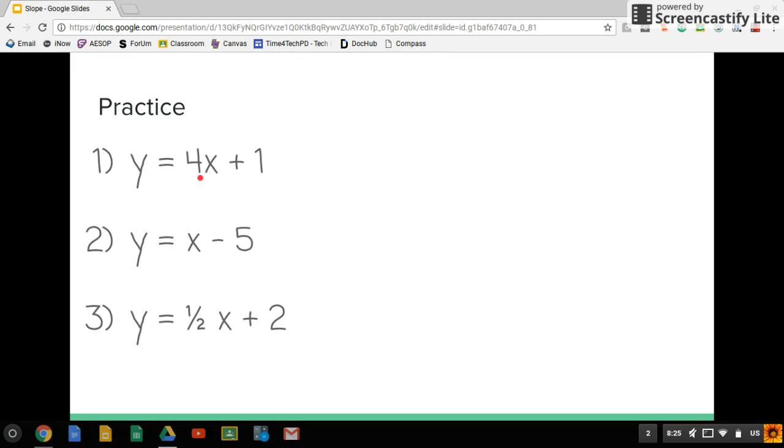And if you were going to graph this, I would write that as a fraction. Remember, you write a whole number as a fraction by putting it over 1, so the slope would be 4 over 1. Number 2, I don't have a number in front of my x, but I know that anytime a variable doesn't have a coefficient, then it's understood that there's a 1 there. So on number 2, the slope is 1. And number 3 has a slope of 1/2. Again, that's really easy. Just look for the number that's in front of your x variable.